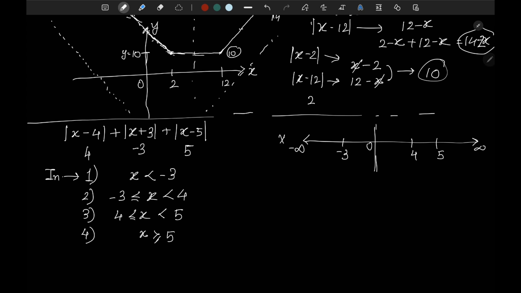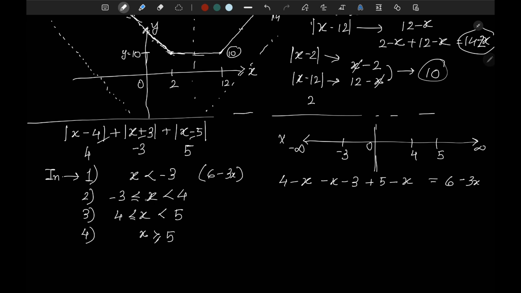Let's try to look at the functions in the particular intervals. So when x is less than minus 3, all these three mods will open as negative. So your first mod becomes 4 minus x, your second mod becomes minus x minus 3, and your third modulus becomes plus 5 minus x. Everything taken together, it gives you 4 minus 3 is 1, plus 5 is 6. This is minus 3x. This is your 6 minus 3x.